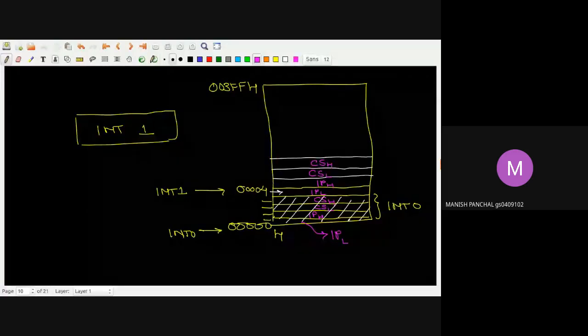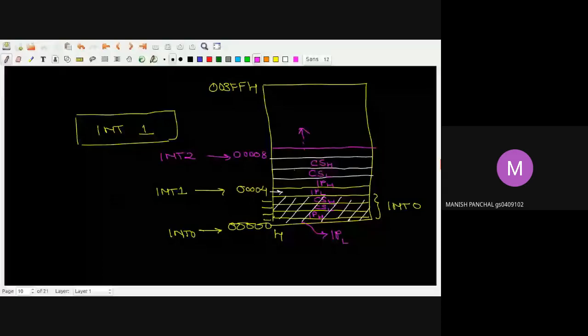Here at INT1, the new location is coming as 00008, and this is for INT2. Again, the same sequence will be repeated. Is it clear? So I can conclude this thing here like that.